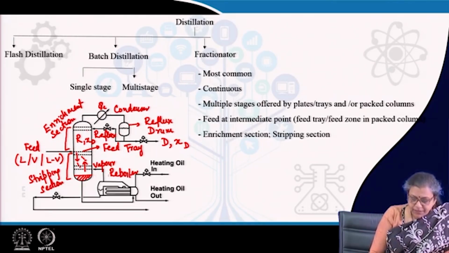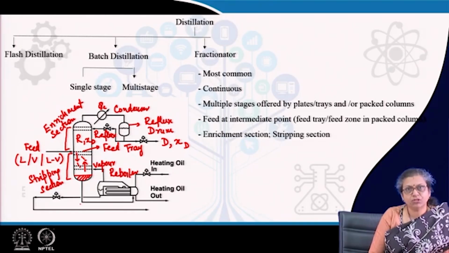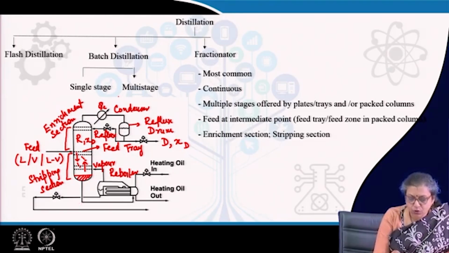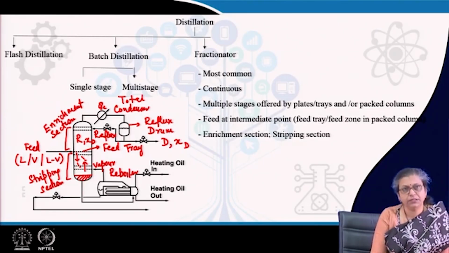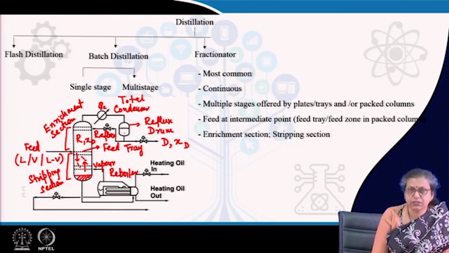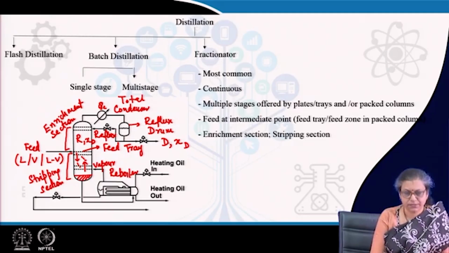In the same way, the vapor which forms in the reboiler is once more introduced here, and that also provides additional separation. Now, it is important for you to remember that mostly we operate with total condensers. What does total condenser mean? Total condenser means whatever vapor comes, usually the entire vapor, is condensed into liquid, part of which is sent as reflux, part of which is withdrawn as distillate.